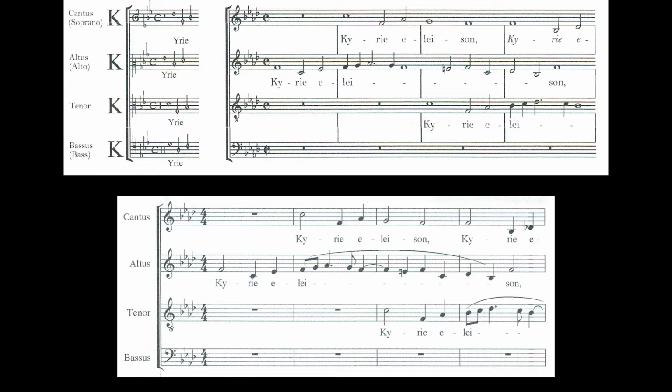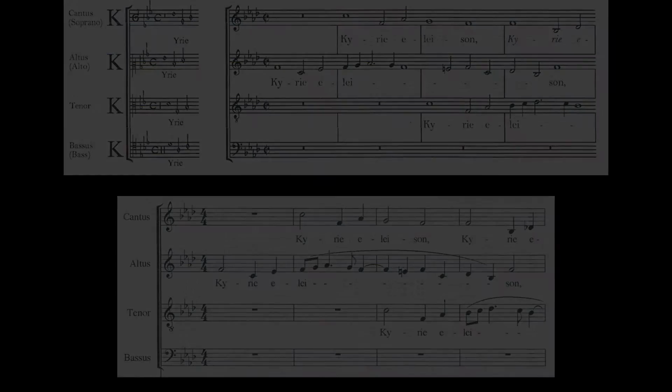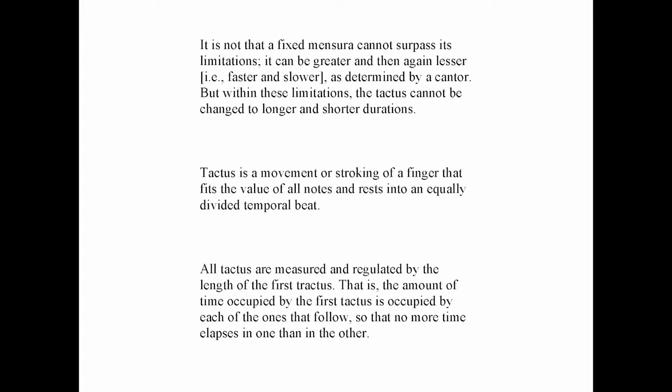This regularity is explained in a number of treatises. The first quote here is by the Italian theorist Giorgio Anselmi, also known as Anselmus de Parma, who wrote in his treatise De Musica of 1434, "It is not that a fixed mensura cannot surpass its limitations. It can be greater and then again lesser, that is to say faster and slower, as determined by a cantor. But within these limitations, the tactus cannot be changed to longer and shorter durations."